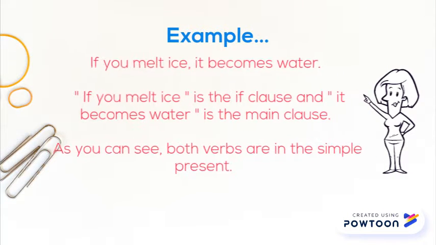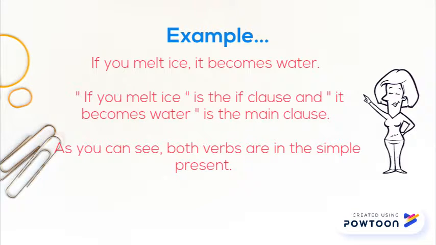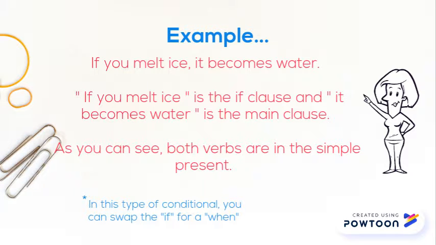Now for an example. If you melt ice, it becomes water. If you melt ice is the if clause, and it becomes water is the main clause. As you can see, both verbs are in the simple present. In this type of conditional, you can swap the if for when without it changing the meaning.